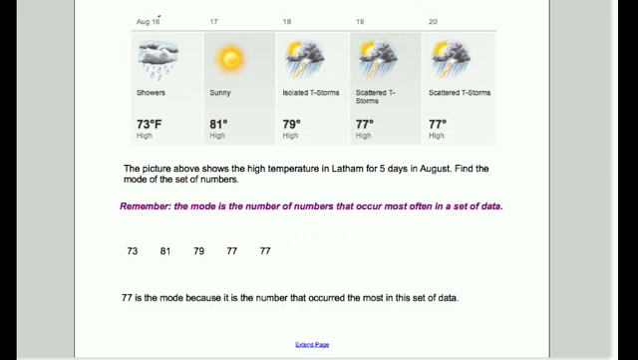Okay, the mode is the number that occurs the most. So you can look at your data, and 77 occurs twice. All the other temperatures only occur once. So the mode is 77.